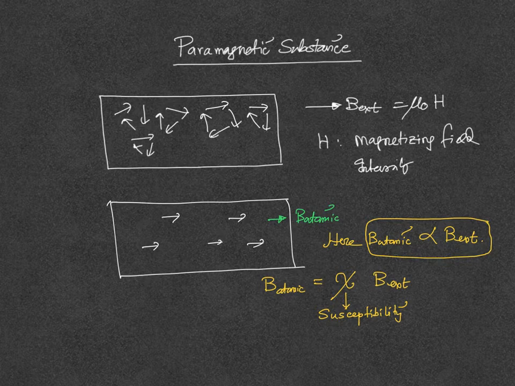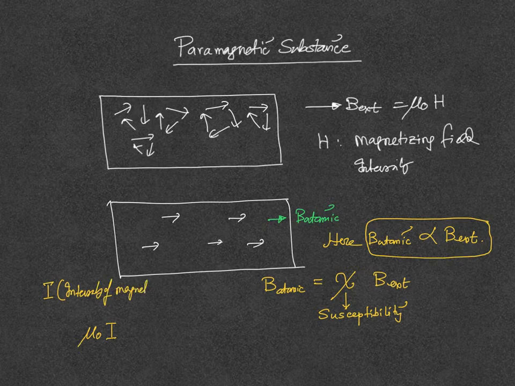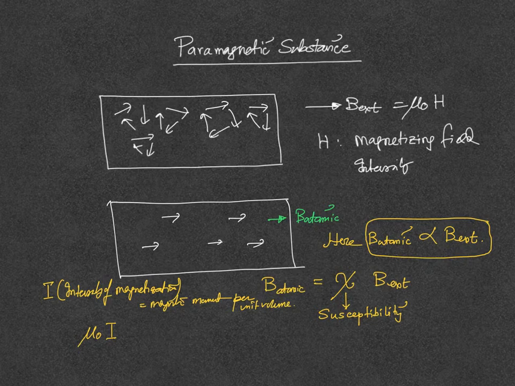So B atomic is equal to, again, B atomic is mu 0 into I. What was I? I is the intensity of magnetization, that is magnetic moment per unit volume, obviously atomic magnetic moment per unit volume. Okay, so mu 0 into I is equal to B atomic.